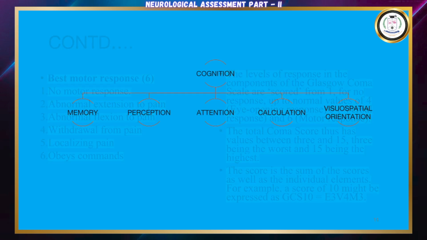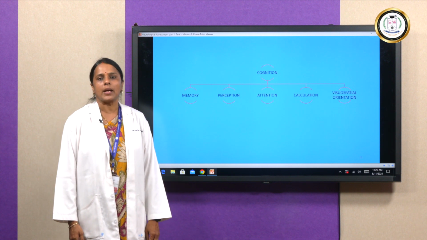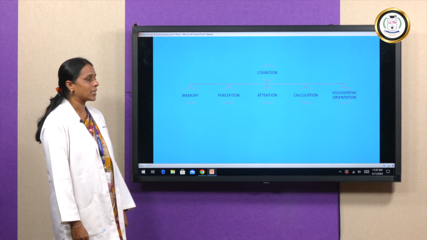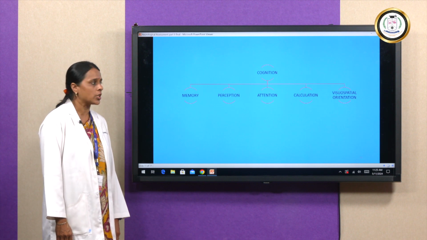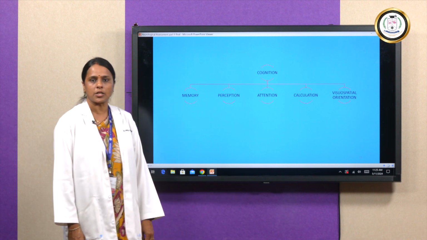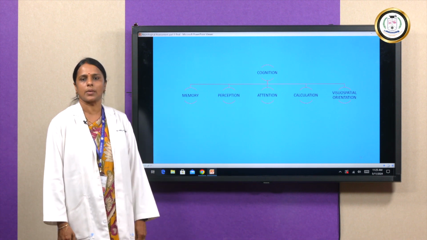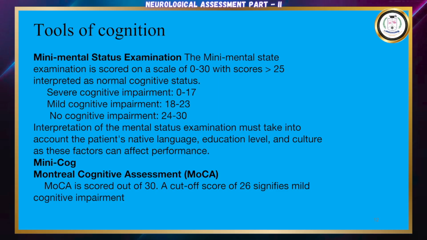Now comes the cognition. Cognition again is a very important component in the neurological assessment. It's a very vast term and it has so many components. There are so many domains. For example, it includes memory, perception, attention, calculation, visuospatial orientation. Also there are some others like manual dexterity. So many components are involved in cognition.